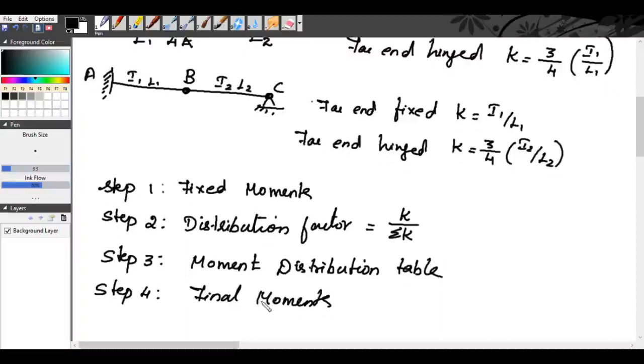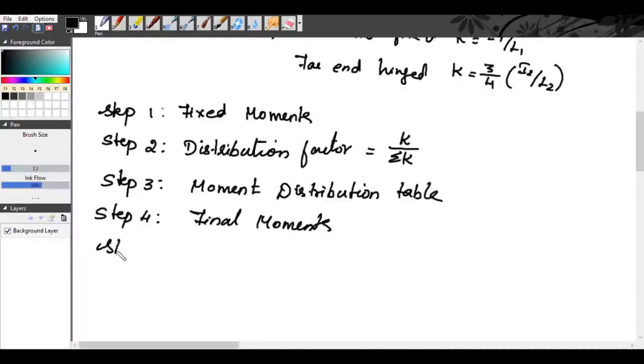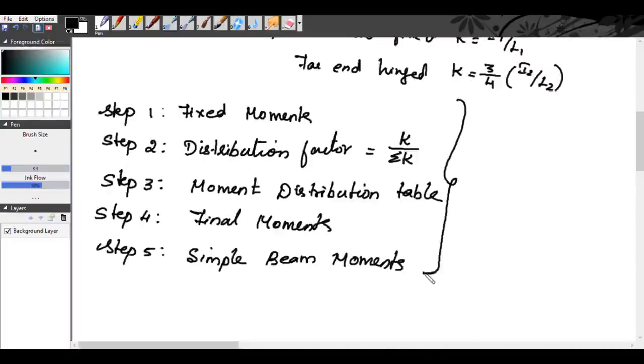Step 5, in order to draw the bending moment diagrams, we need the simple beam moment diagram, that is, the simple beam moments. These are the essential things you require for analyzing a continuous beam using the moment distribution method. With this, we will move on to our problem.